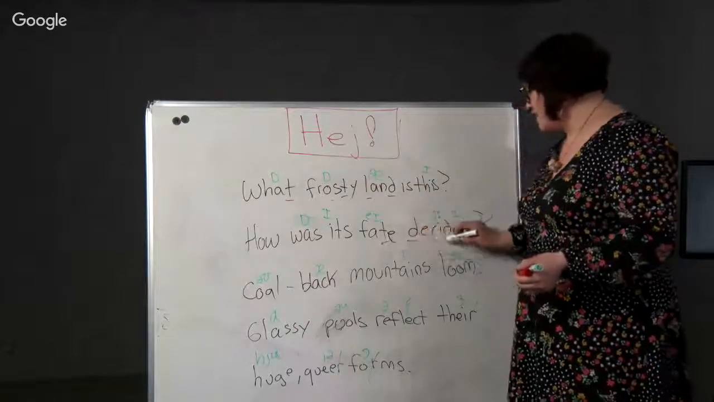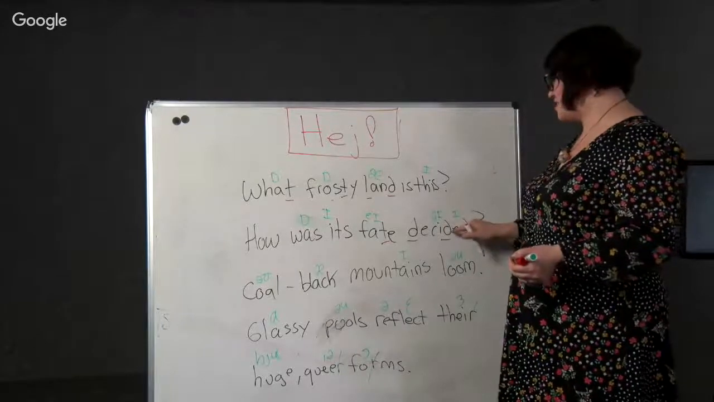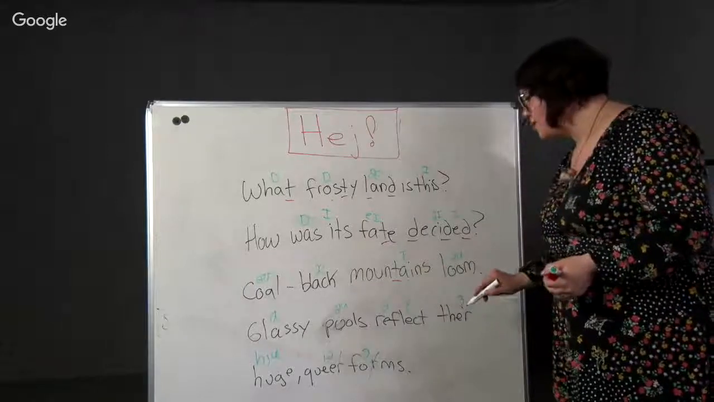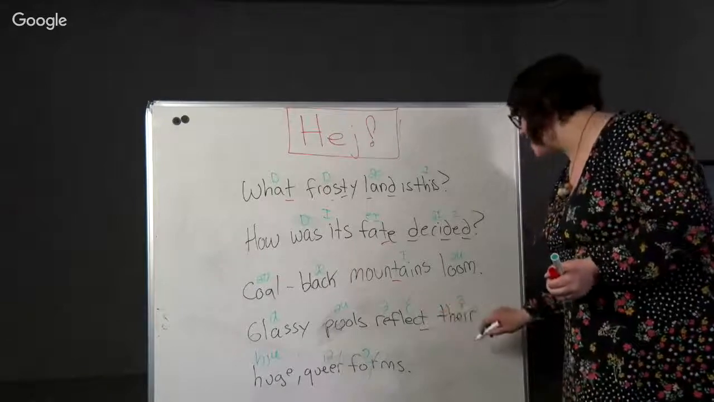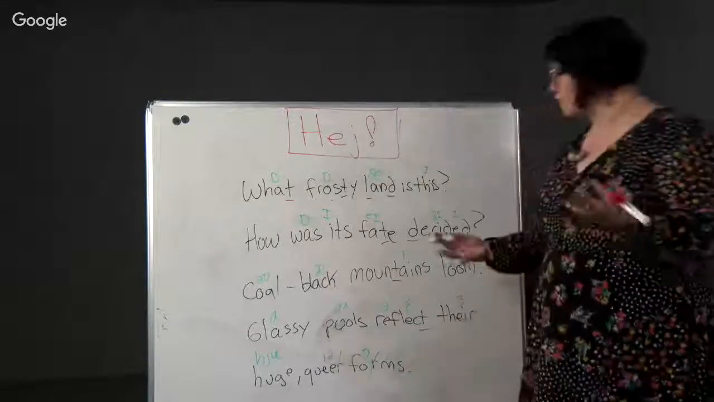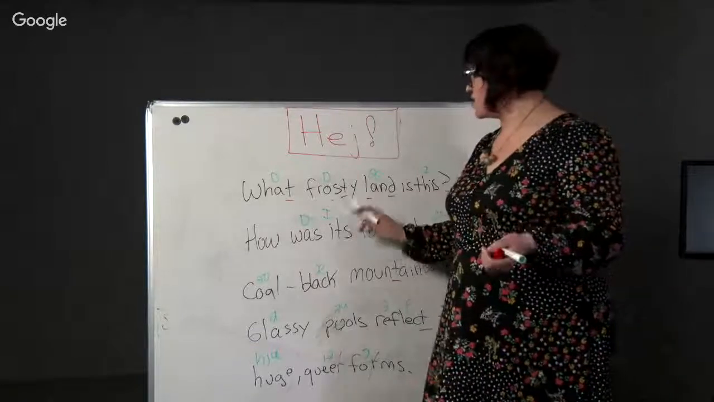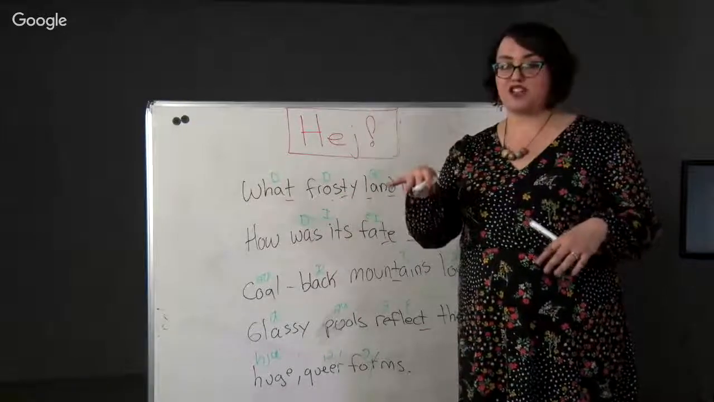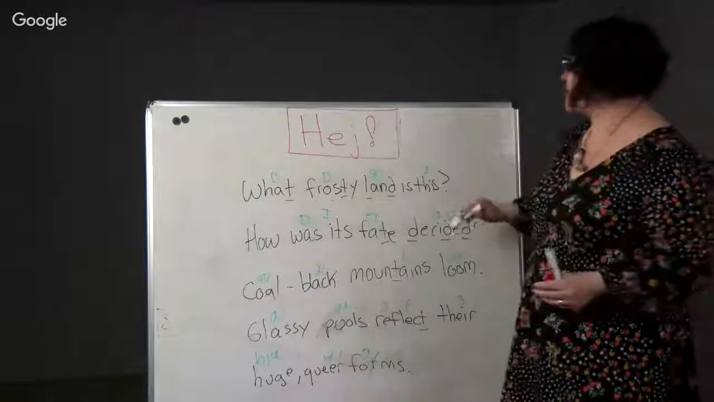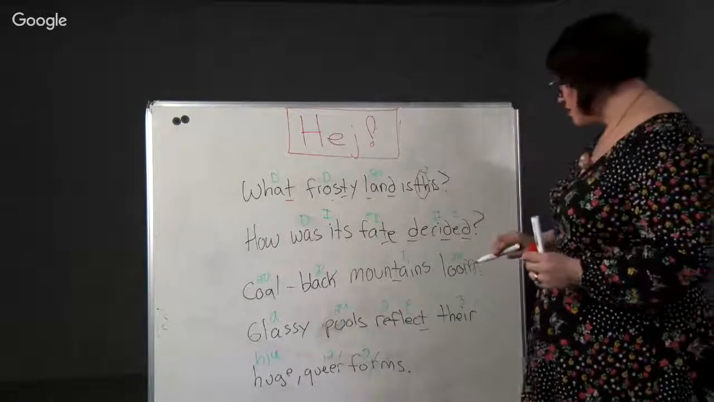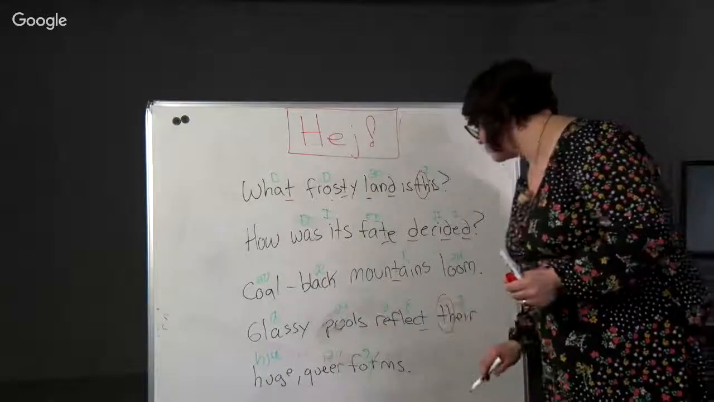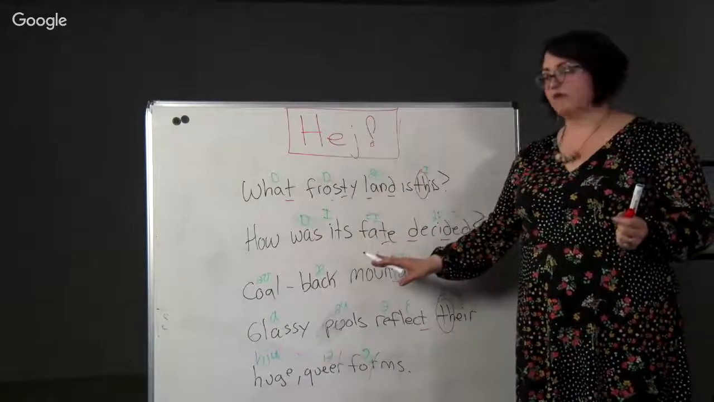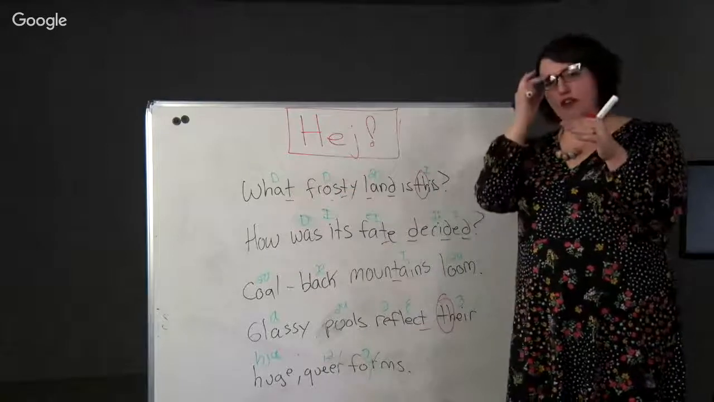How was its fate decided? Coal black mountains loom. Glassy pools reflect their huge queer forms. Cool, I think it's probably safe. Okay, so we've got that. I'm going to circle now the THs, and then I'm going to let you try it. Obviously you could be trying it even without me. Loom, glassy pools reflect their huge queer forms. All right, so can I get you to try to put this all together? Once again, let the T's and D's be in the gum ridge. Give it a shot.